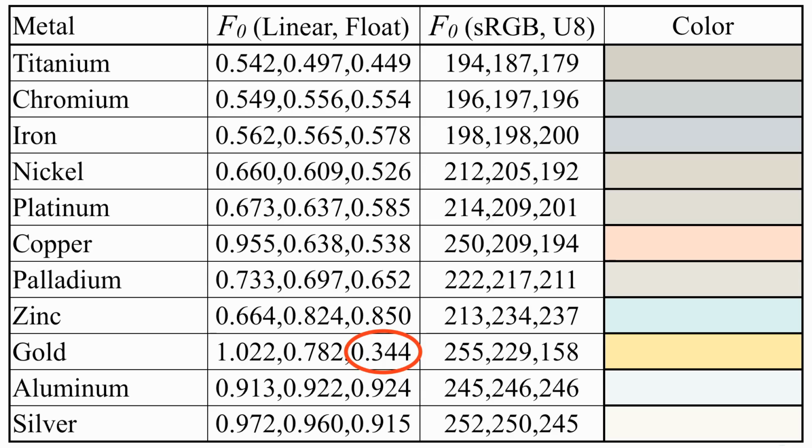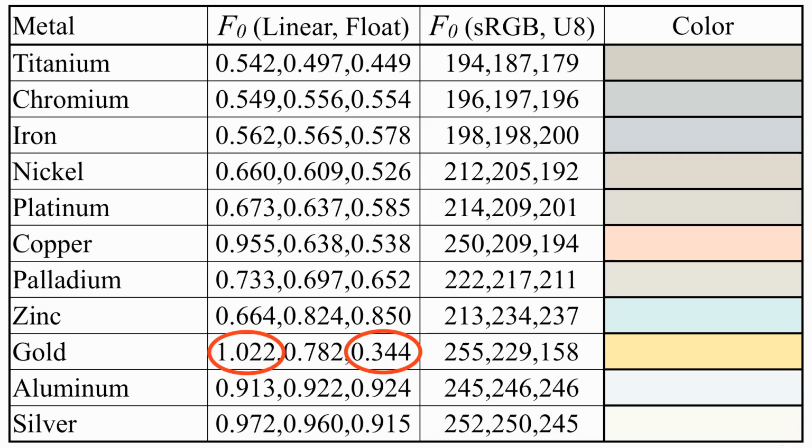And besides linear values, we also have a column for 8-bit sRGB values, which is what an artist would paint into the texture. And we also visualize the color. And since metals lack subsurface scattering, as we said, they just swallow up all refracted light, then all the visible color of the metal is the surface reflection or specular color.